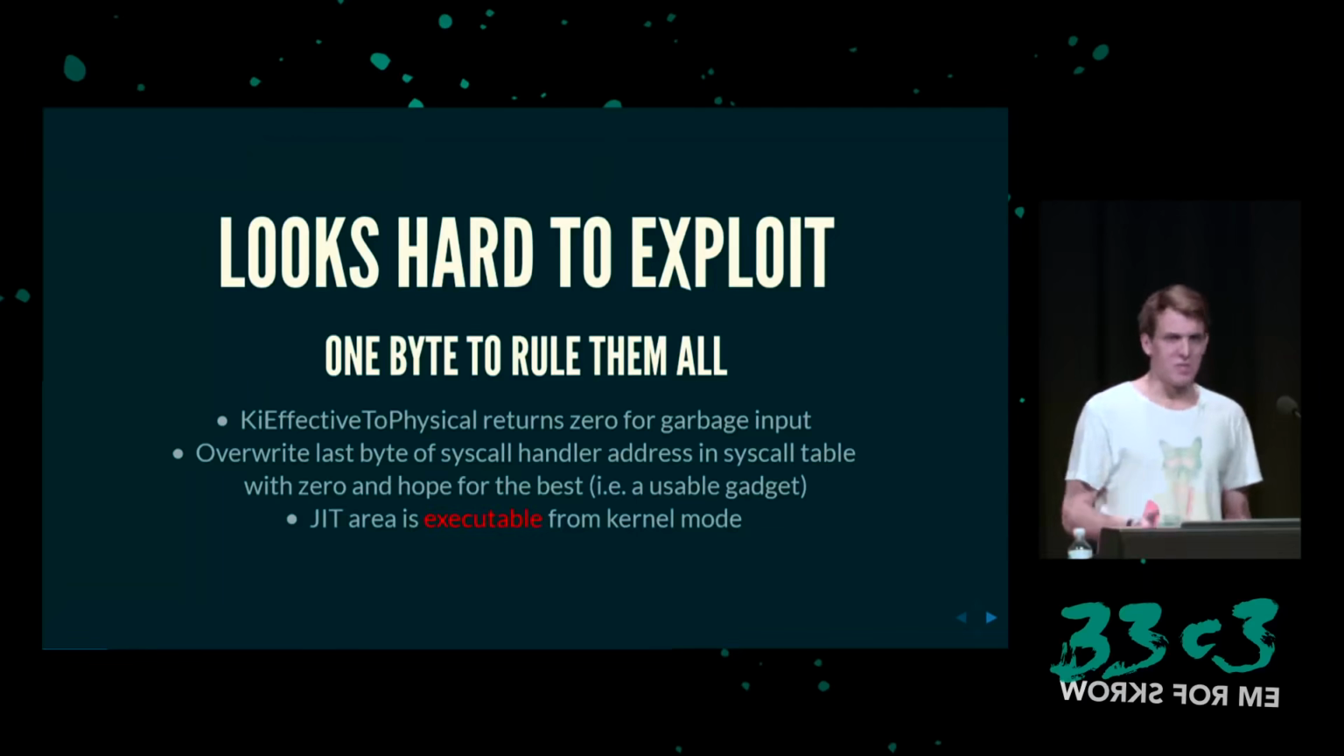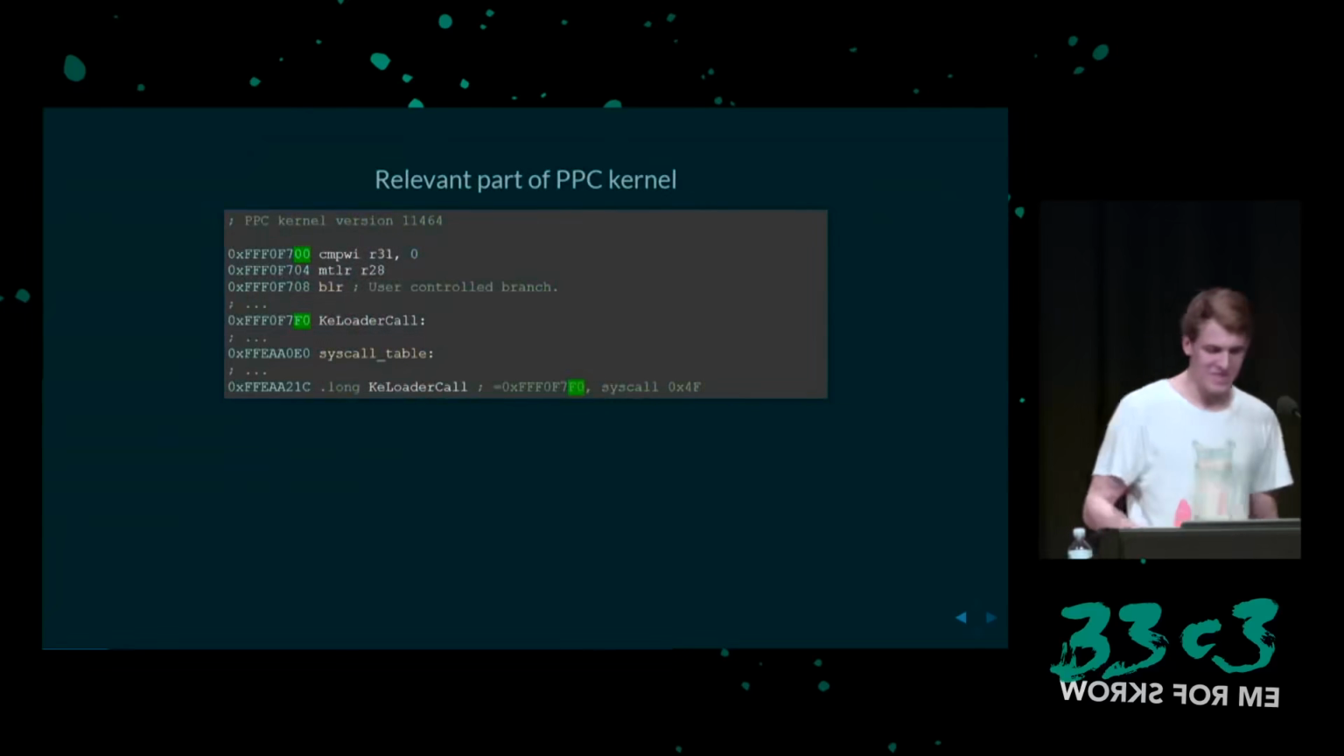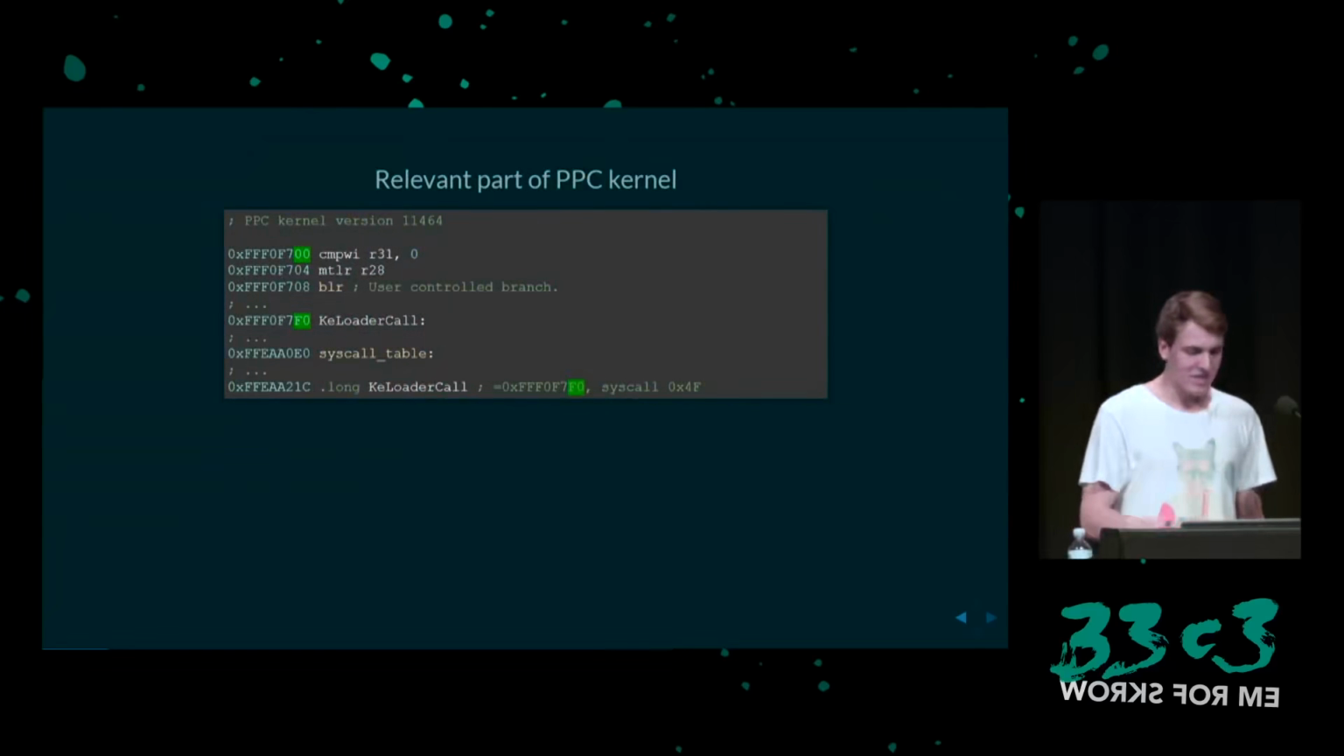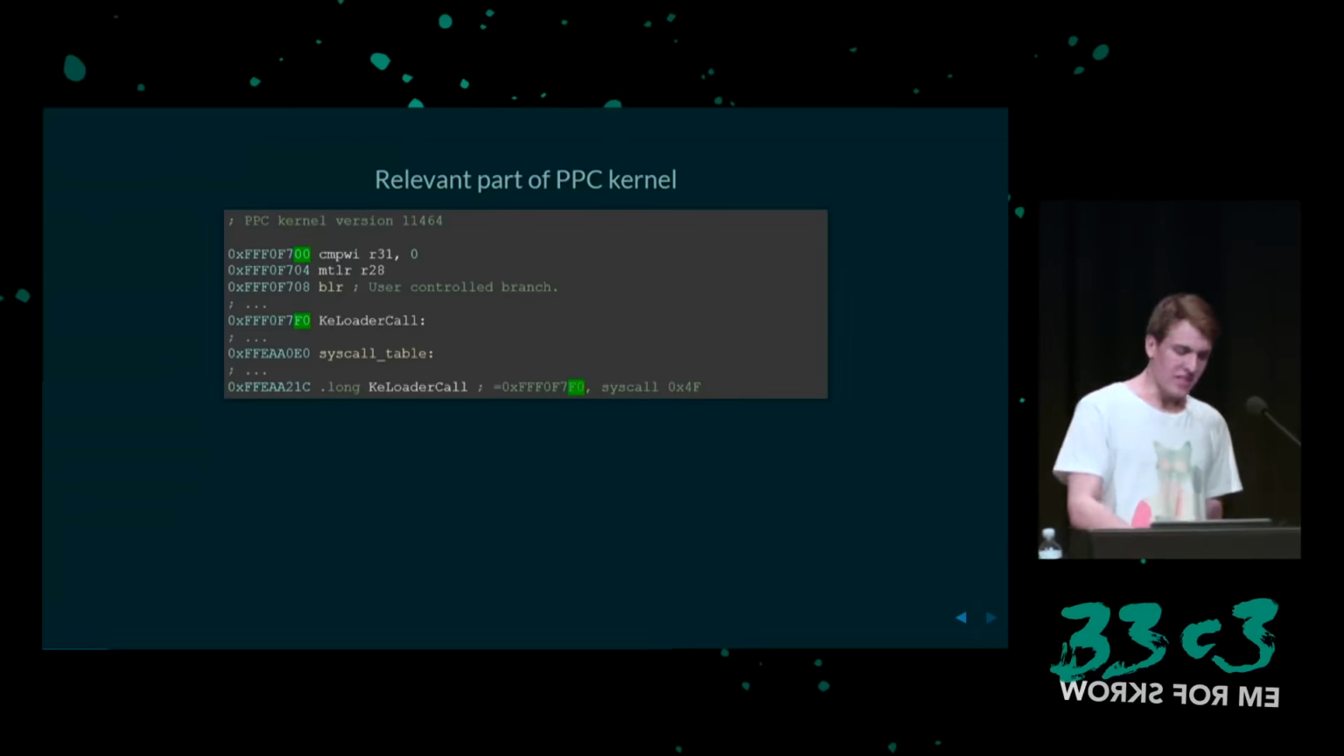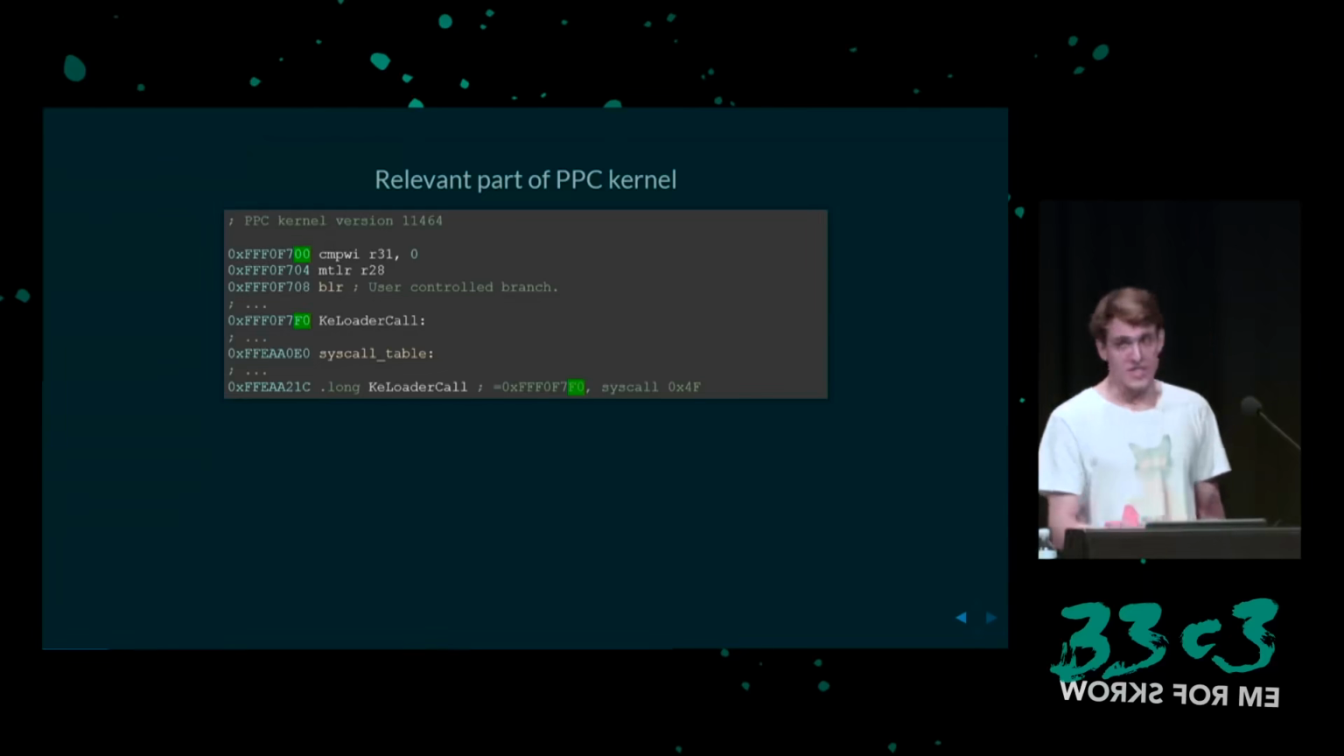And what's really stupid is that the JIT area is actually executable from kernel mode for some reason. So that's nice too. Okay, let's look at the relevant structures. So this is the kernel, and we should read this from the bottom to the top. Like in the last line at the bottom, we see this entry to KE loader call. And then we can look at the last byte there. It's hex F0.